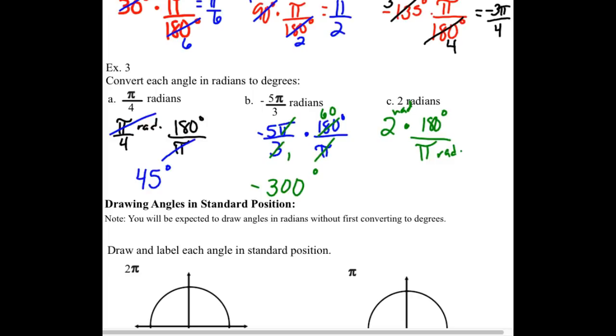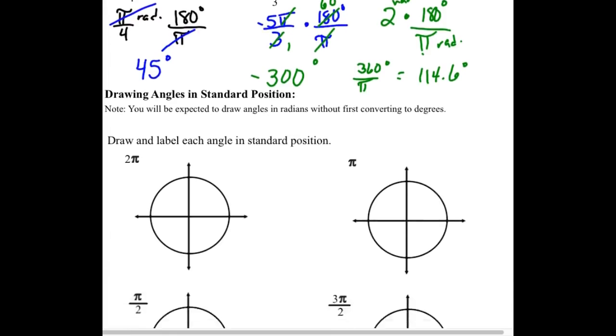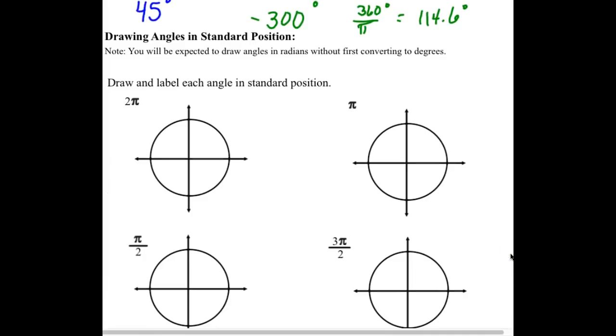Take 360 and divide it by pi. What do we get for a decimal? Say it again. All right. So 2 radians would be about 114.6 degrees. Yes? Because 3 radians is how far? Almost halfway around your circle, right? 3.14 would be halfway around your circle. Okay? Questions at all about converting back or forth?